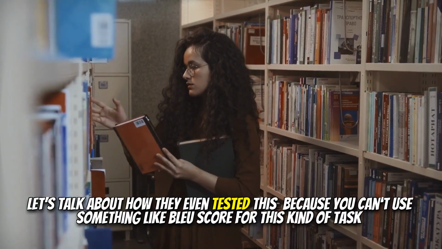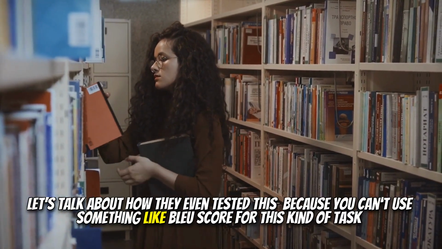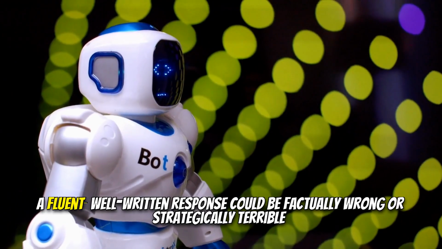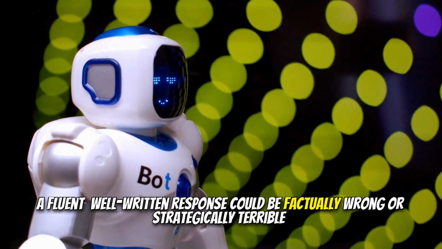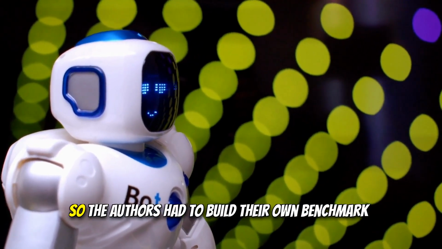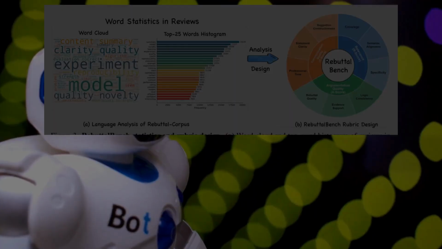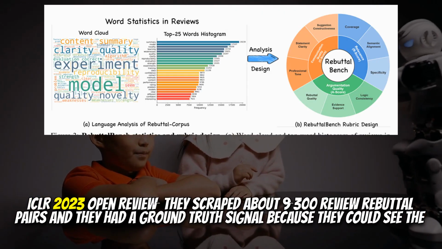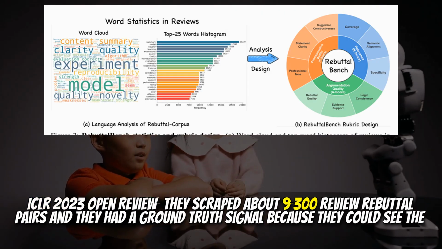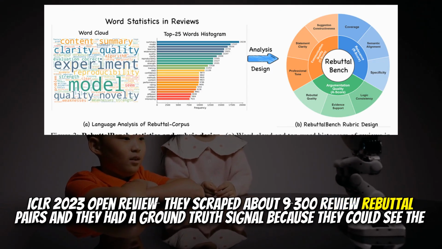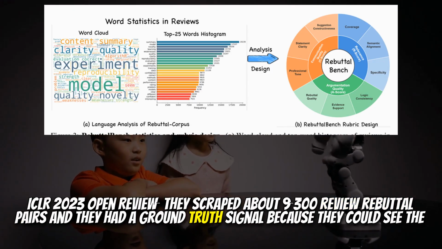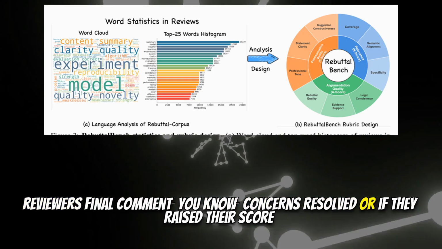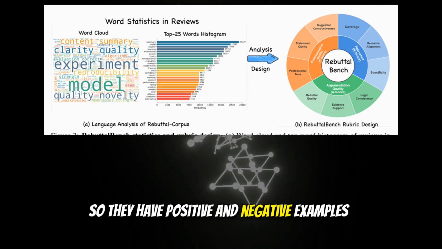Let's talk about how they even tested this, because you can't use something like BLEU score for this kind of task. Oh, completely meaningless. A fluent, well-written response could be factually wrong or strategically terrible. So the authors had to build their own benchmark. RebuttalBench. And this came from real data. Yeah. ICLR 2023 OpenReview. They scraped about 9,300 review rebuttal pairs, and they had a ground truth signal because they could see the reviewer's final comment, concerns resolved, or if they raised their score. So they have positive and negative examples.